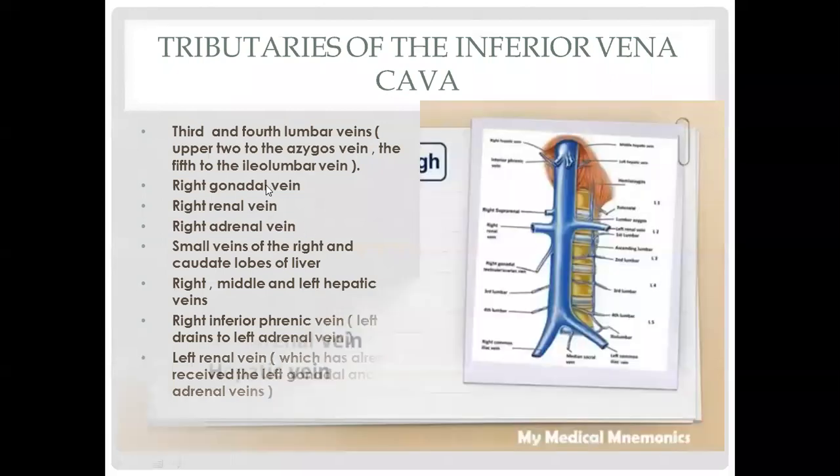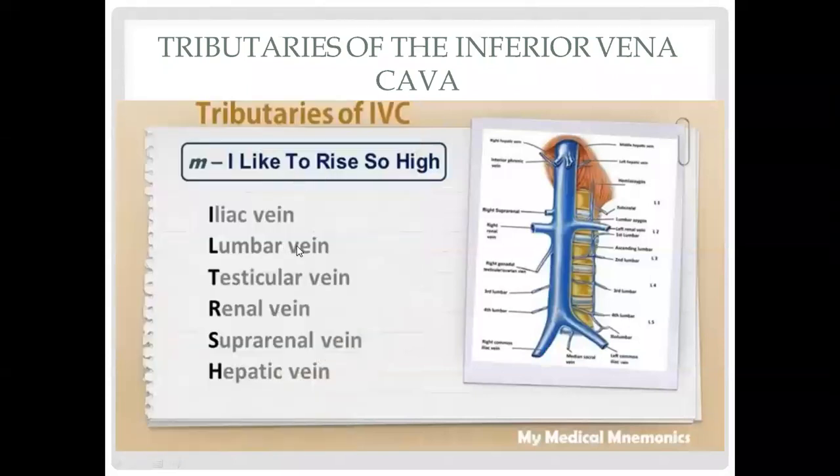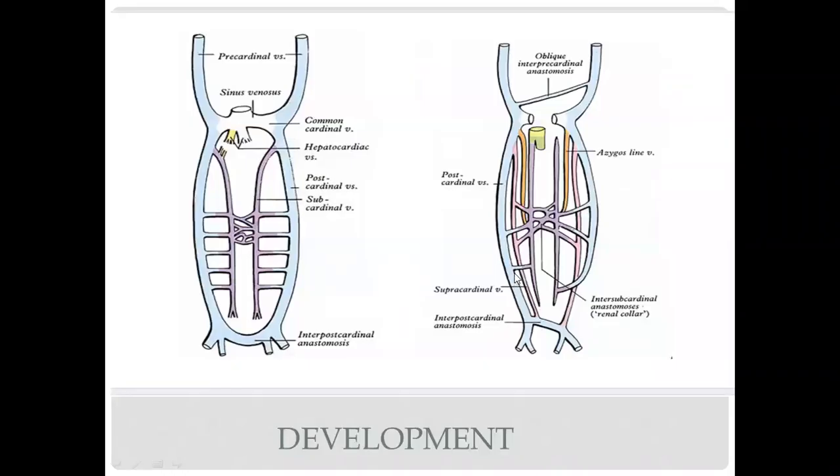Simply, I like to write it as: iliac vein, lumbar vein, testicular vein, renal vein, suprarenal vein, hepatic vein are the major tributaries of the IVC.